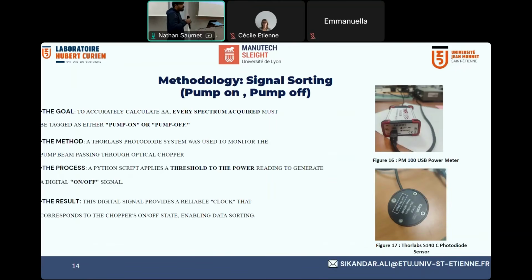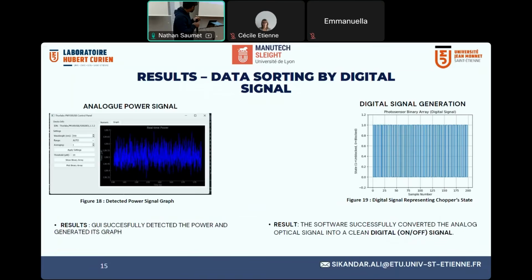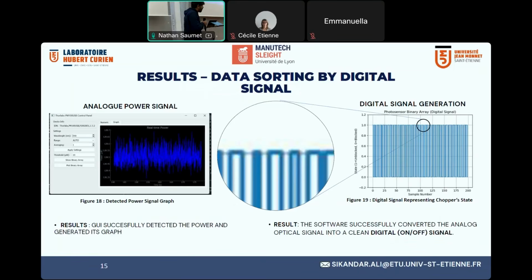To differentiate between the excited state signal and the unexcited state signal, we use the power meter and the photodiode sensor, and using the beam through the optical chopper and our script, by selecting a threshold power, we were able to differentiate between the excited and the unexcited state signal. This was the digital signal that we generated with our script, and here 1 represents the excited signal and 0 represents the unexcited signal.